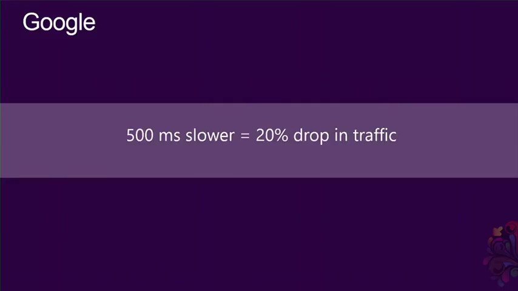For half a second. Consider that for a moment. What is half a second? That's nothing. But they lost 20% in traffic. And that's how Google makes money, right? A lot of page views with a lot of ads on them. So very, very interesting.